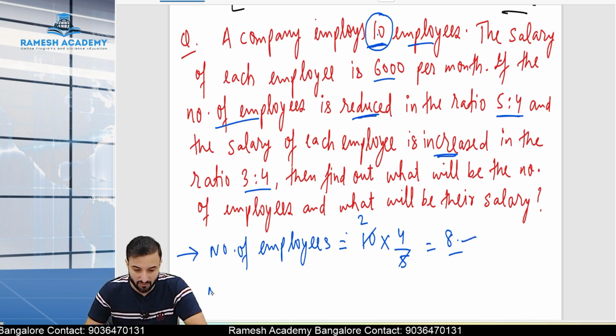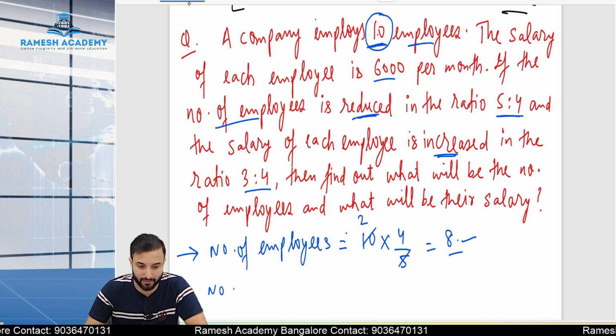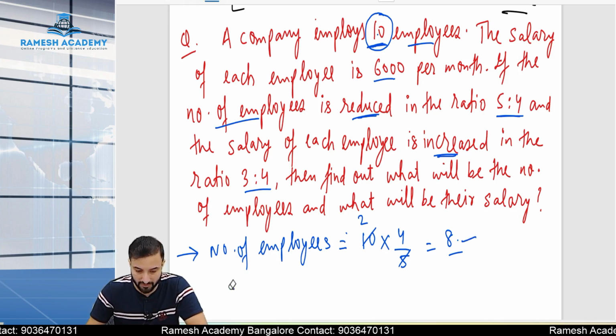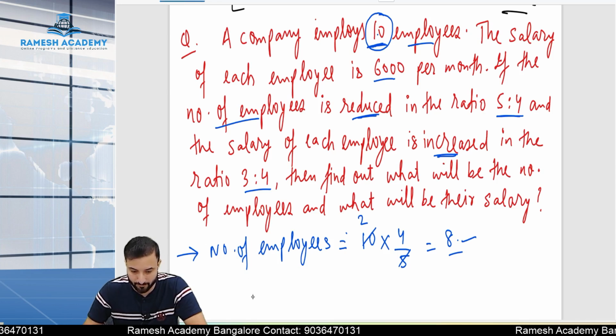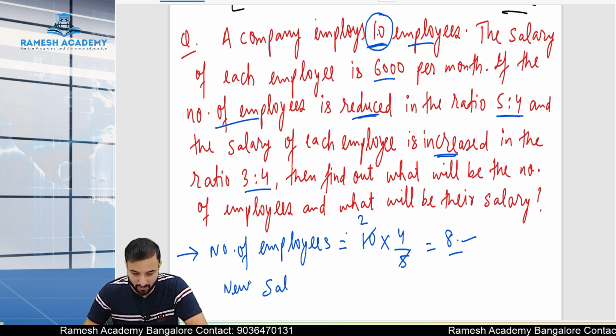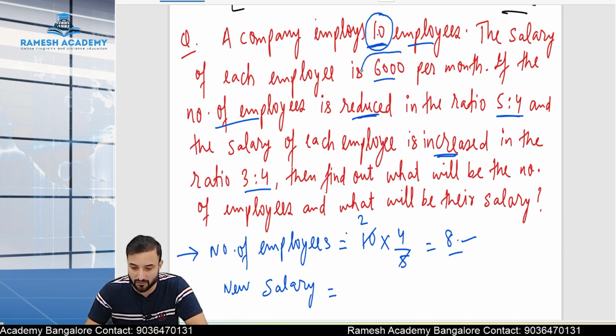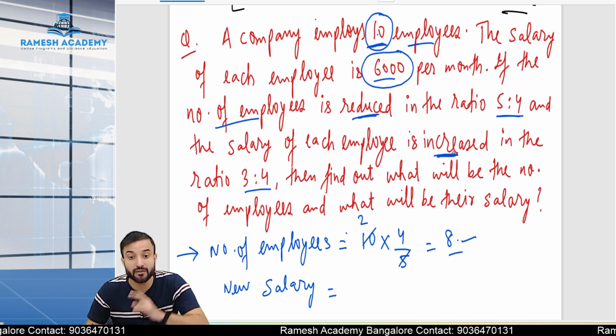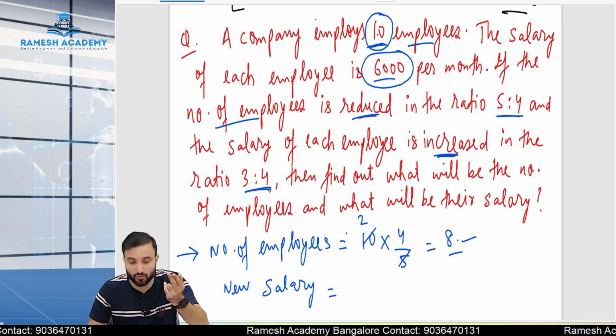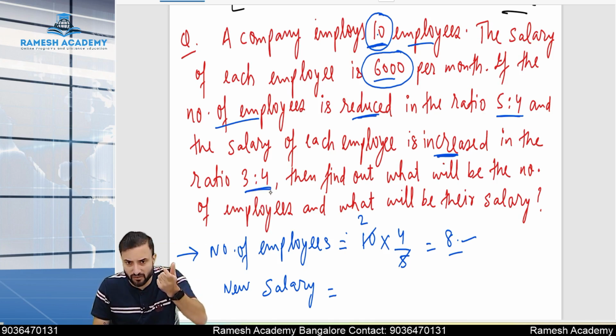The same we will see for the salary, the new salary. The salary also follows the same thing. What is given? The original salary was 6,000. Then it increased in the ratio 3:4. It increased in the ratio 3:4.